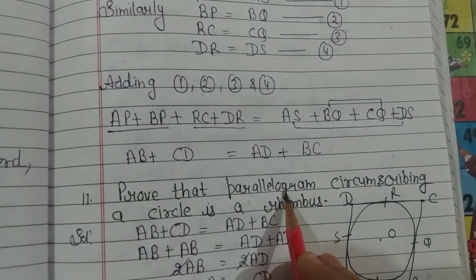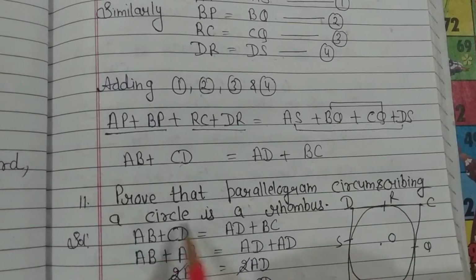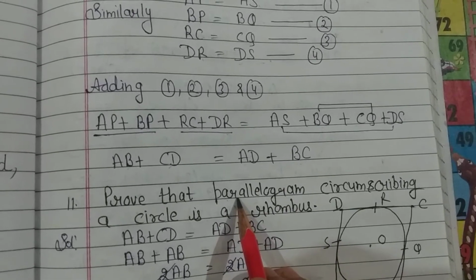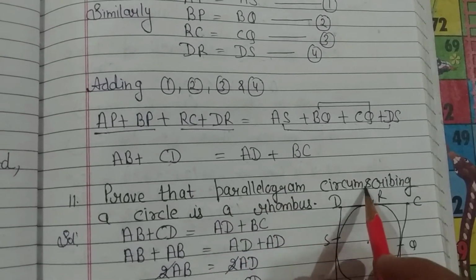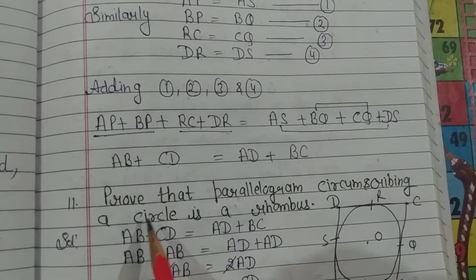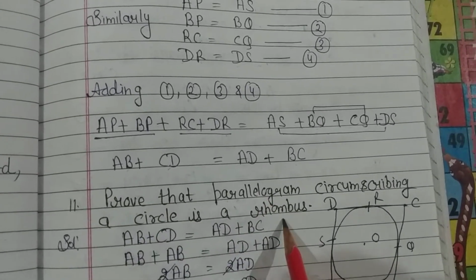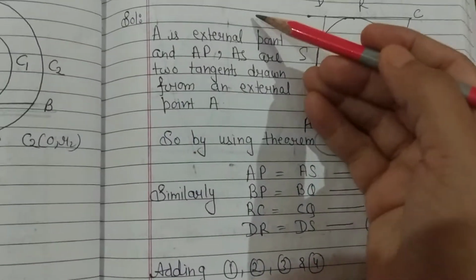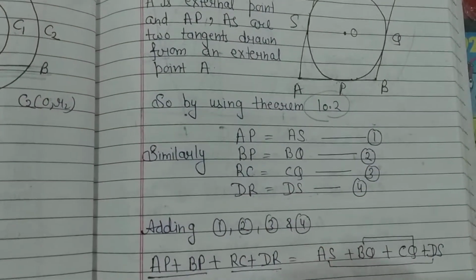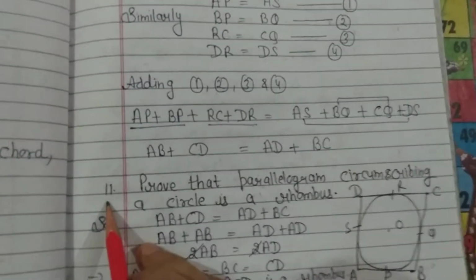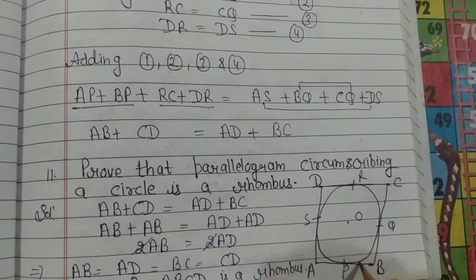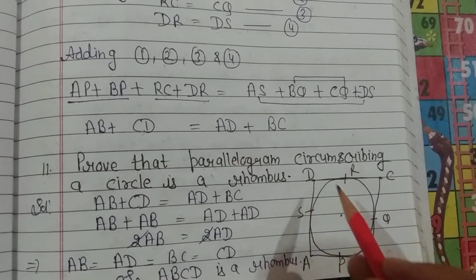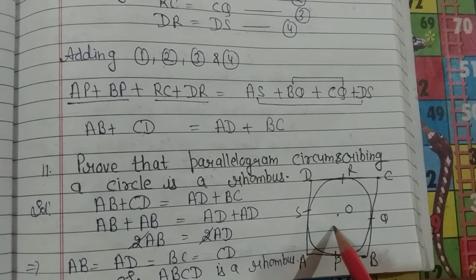Now question number 11 is related to question number 8. Prove that a parallelogram circumscribing a circle is a rhombus. Now this time the quadrilateral given is a parallelogram that is circumscribing a circle. You have to show that the parallelogram is a rhombus. Now we will do the same procedure as we have done in question number 8. Here again I have made the figure ABCD, but now this is a parallelogram, not a simple quadrilateral.